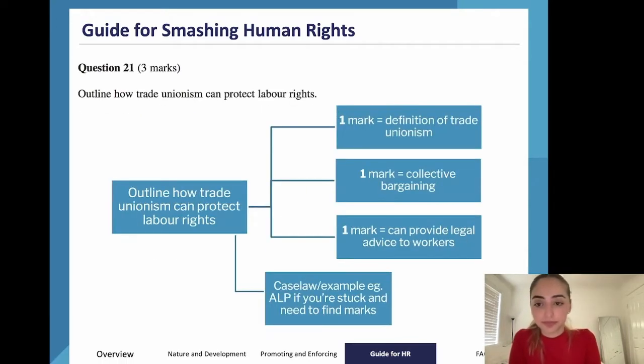Without a doubt. Okay, outline how trade unionism can protect labor rights. Well, 1 mark would be for defining trade unionism. Always, whenever you see a human right, you need to define it, okay? So 1 mark straight away is for defining trade unionism. 1 mark is for collective bargaining and the idea of how it actually works. And 1 mark is how they can provide legal advice to workers. So the 2 different functions of trade unions. Case law and an example would be really, really good and would guarantee you those marks.